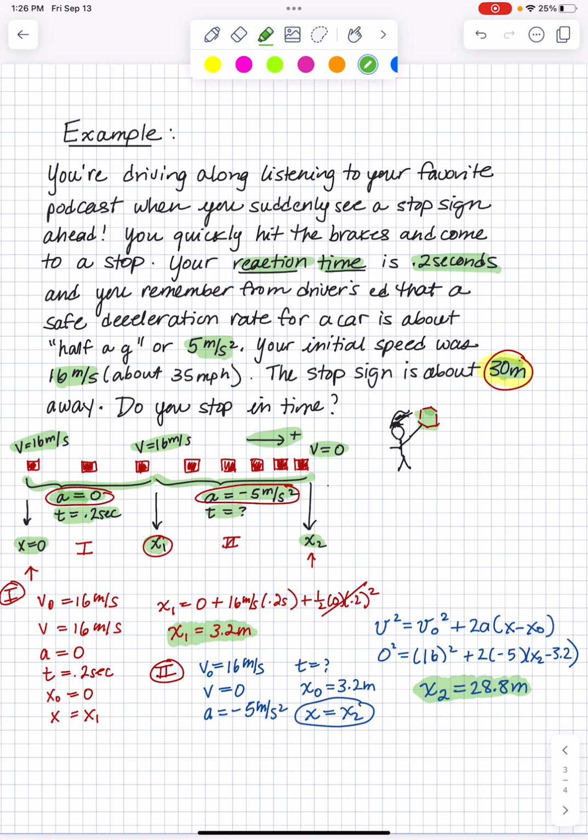I just want to back up: if I had made my x initial 0 over here, if I had reset the 0 for the second phase of the problem, I would have gotten a smaller number, and then I would have needed to add it back on to 3.2 to get that 28.8. And now my final step is the comparison step. 28.8 meters is less than 30 meters, so yes, I stop on time, and that is good.